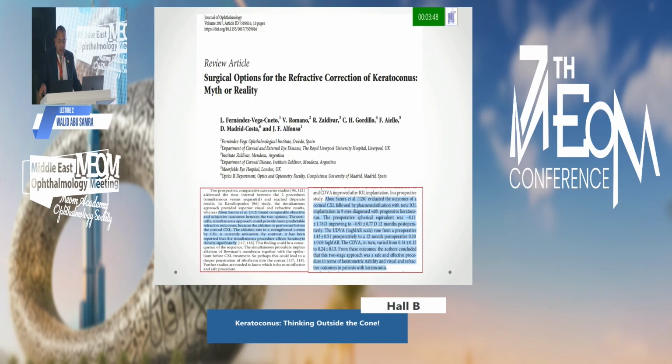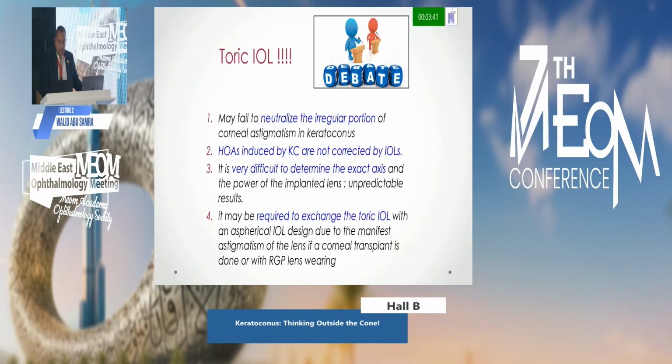And thanks for this article and review articles that cite my paper on surgical options for refractive correction of keratoconus. But of course, the toric IOL is debatable in keratoconus because it may fail to neutralize the irregular portion of the corneal astigmatism. High order aberration of keratoconus is not corrected by the IOL. It's very difficult to determine the exact axis. It is not always the same as in this case, and maybe it is required to sometimes change the toric IOL or combine it with ICR or anything that can regularize the cornea.